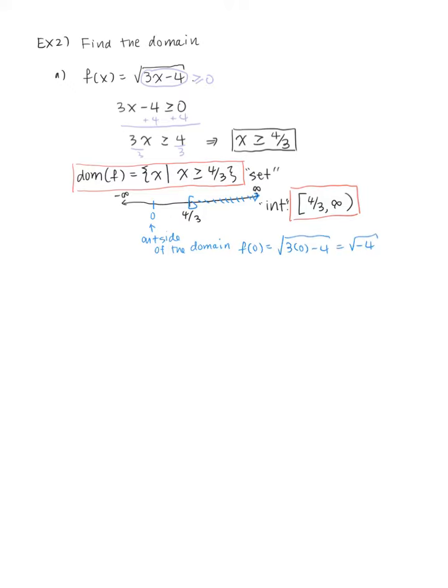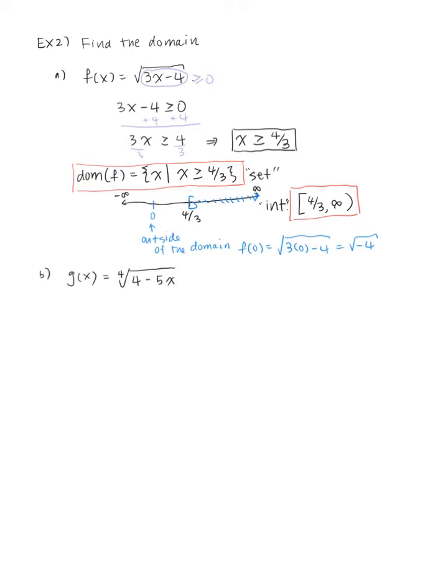So the domain basically tells you, all right, what value of x can I plug in so that the function will still be defined? Well, our answer is that you can plug in any number that is greater or equal to 4/3, then our function f of x will be defined. Let's take a look at another one.